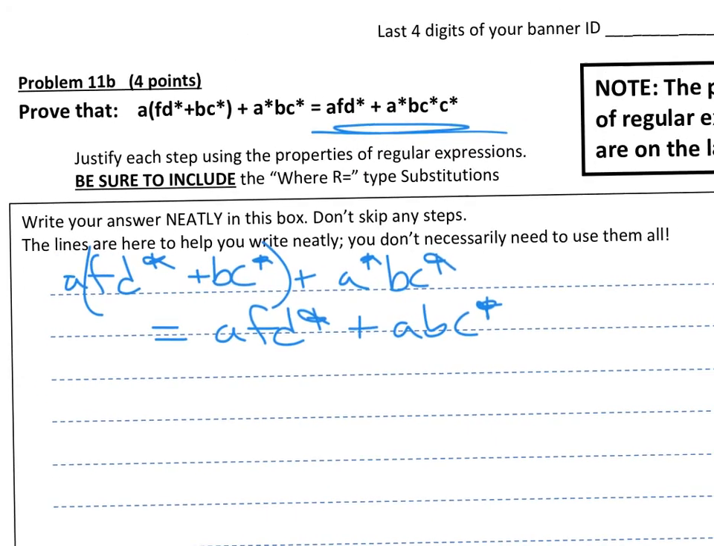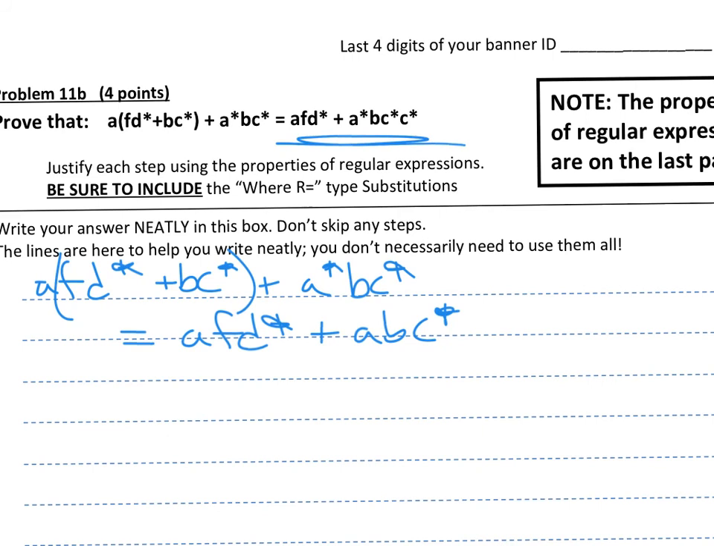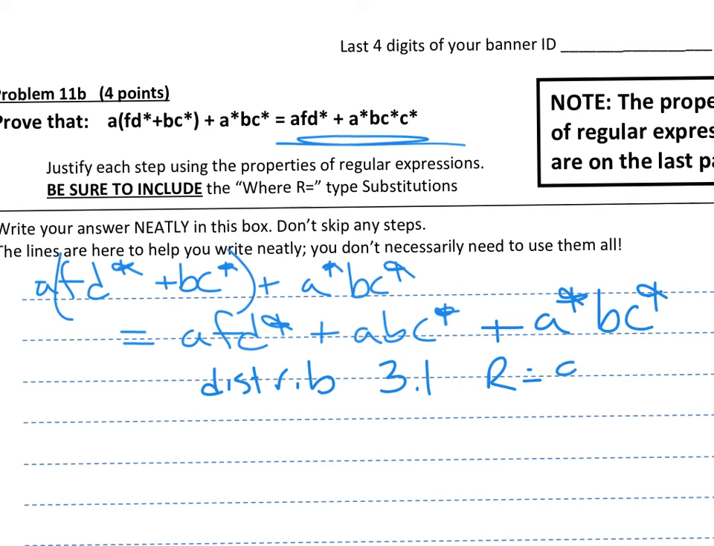Need to shrink this just a little bit. Plus that last term, A star, B, C star, and the reasons for that is, of course, distributed 3.1, where R is A and S was the FD star, and T was the BC star. Right? I guess I am changing colors because it's too hard. They all merge into one.